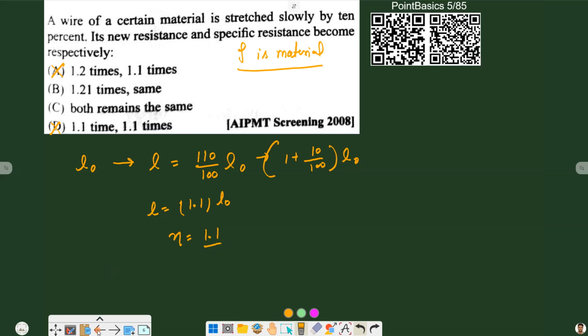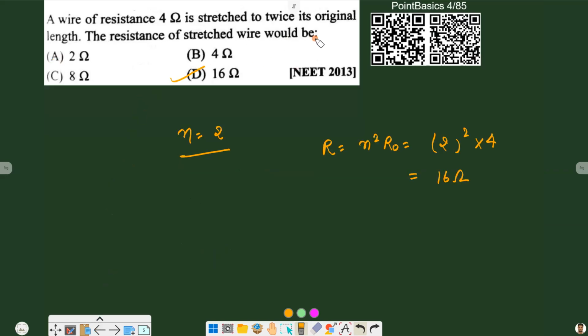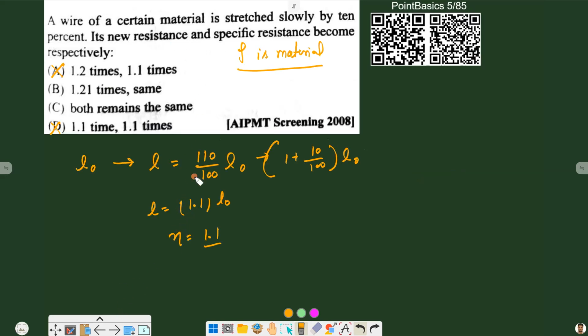And as in the previous question, if length of a wire is increased by n times, resistance becomes n square times. So here length of a wire is increased 1.1 times. So its resistance will become 1.1 square times of the old resistance. So we can say R node, and square of 1.1 will be 1.21 times R node. So new resistance will be 1.21 times. Option B will be the right answer.